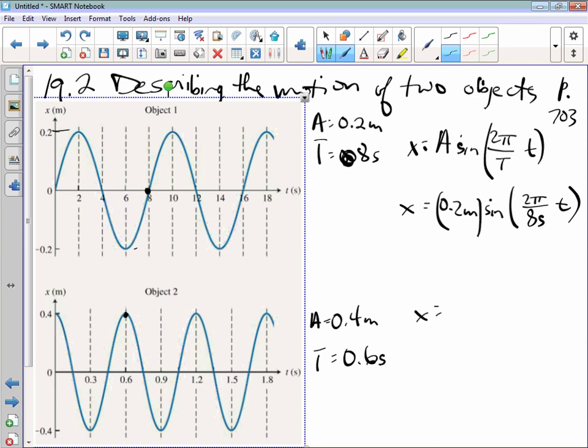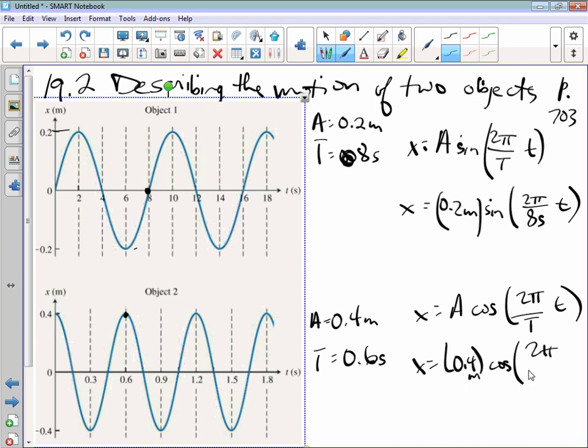Similar equation, except for cosine. So plugging in our values, x equals 0.4 meters for our amplitude, cosine 2 pi over our period of 0.6 seconds multiplied by time. And that is just how we would describe this wave algebraically.